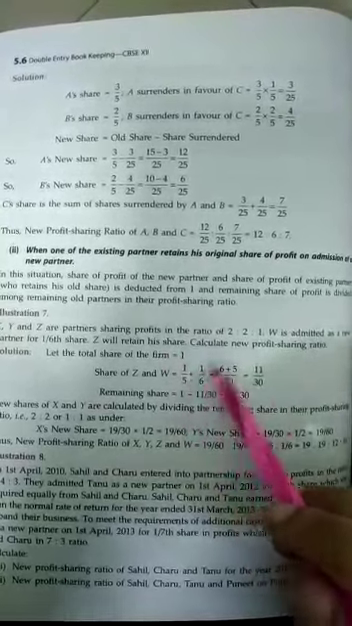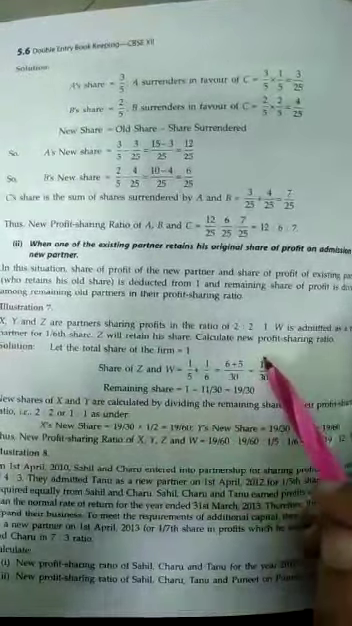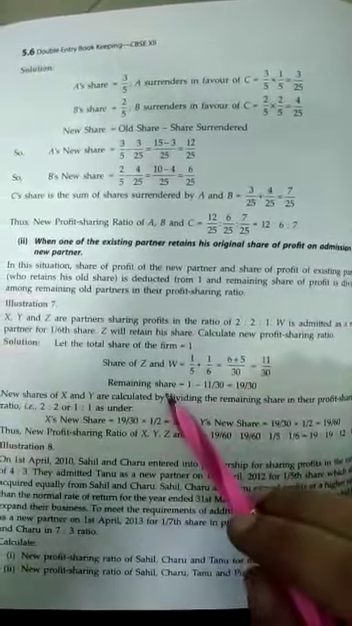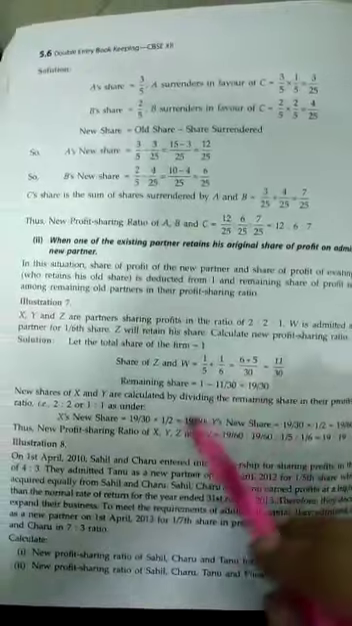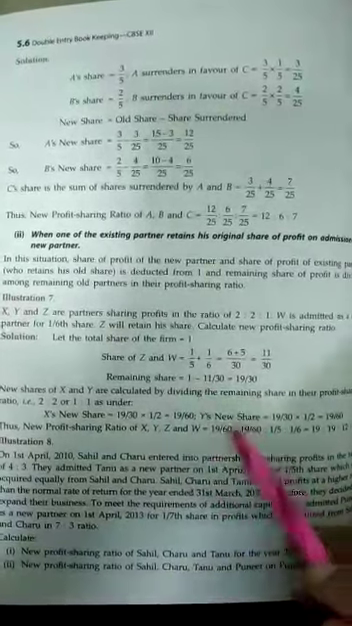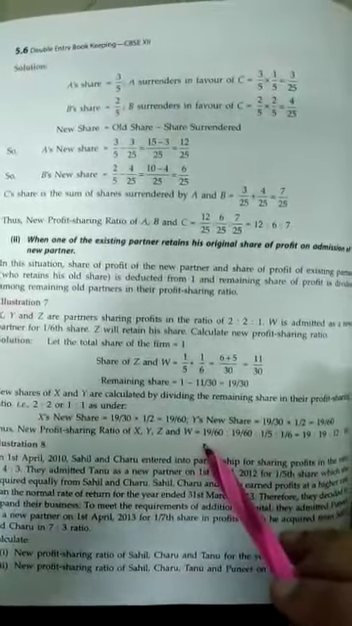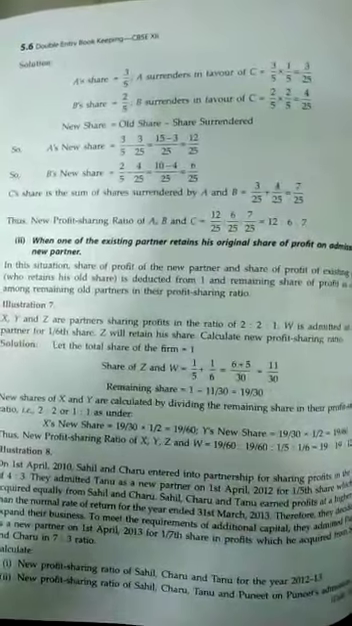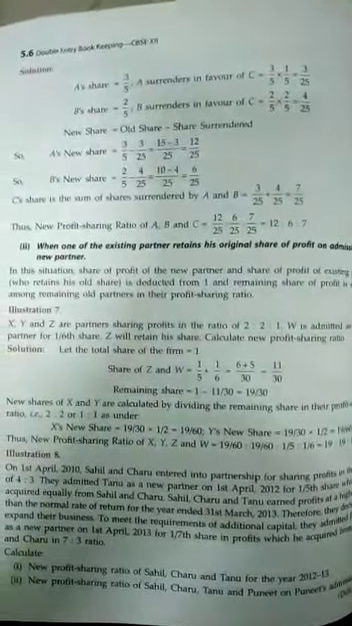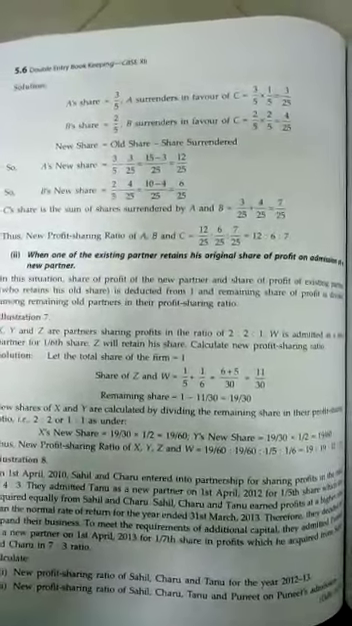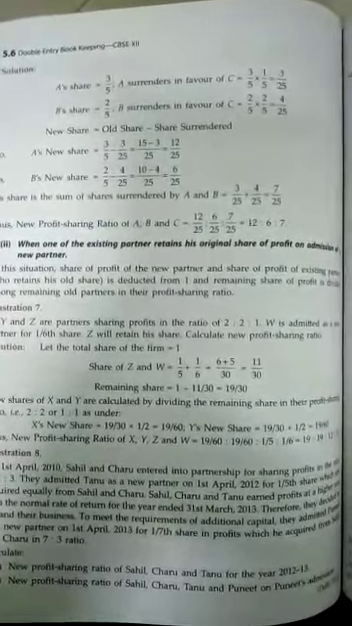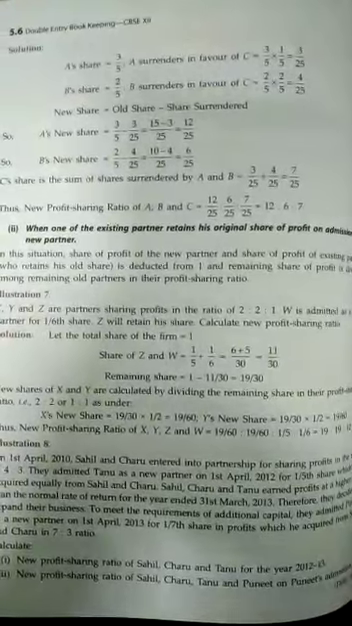So 1/5 plus 1/6, W's share, so the total share is 11/30. Now we can calculate the remaining share. The remaining share will be 1 minus 11/30, which is 19/30, and the rest of the calculation is the same as we did in the last illustration. Students, try to calculate and try to understand the different situations given in the illustrations. Thank you.